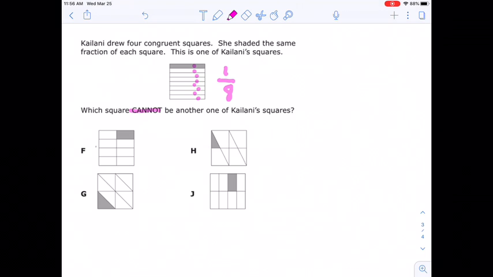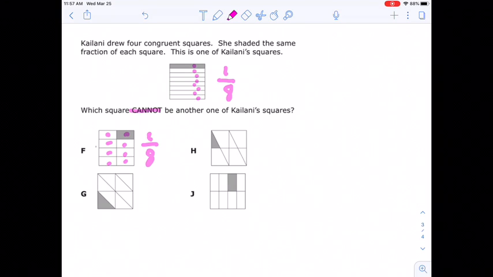Let's look at F. Is one part shaded? Yes. Are they all equal parts? In F, they are all equal parts, so we can write it as a fraction. 1 out of how many equal parts? 1, 2, 3, 4, 5, 6, 7, 8. 8. Okay, let's look at G. Is one part shaded? Yes. Are they all equal parts? Yes, they are all equal parts.